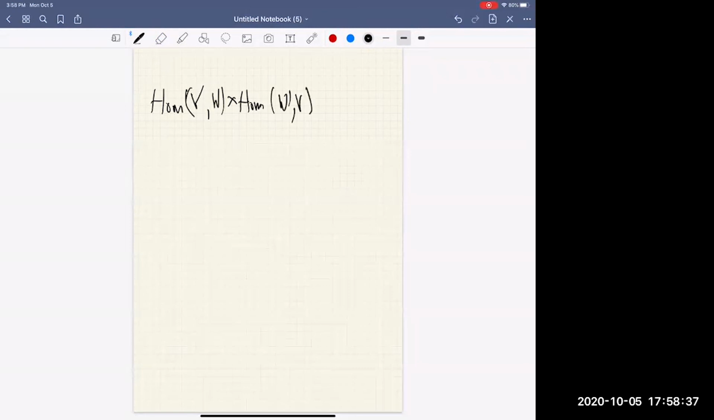Now you can still map to, and sorry, I have GL_V. You can still map to N_V cross this whole thing. It still happens to look like a product, but the maps are slightly different.